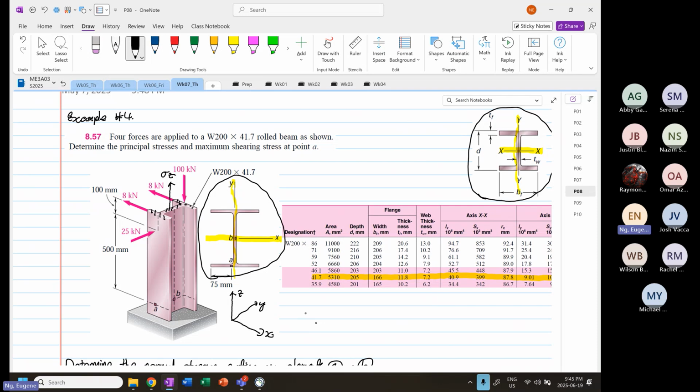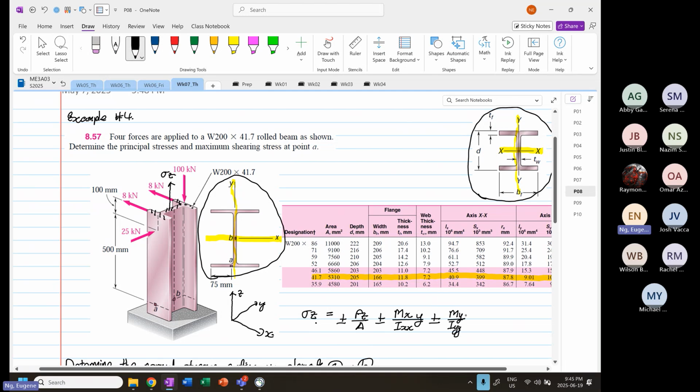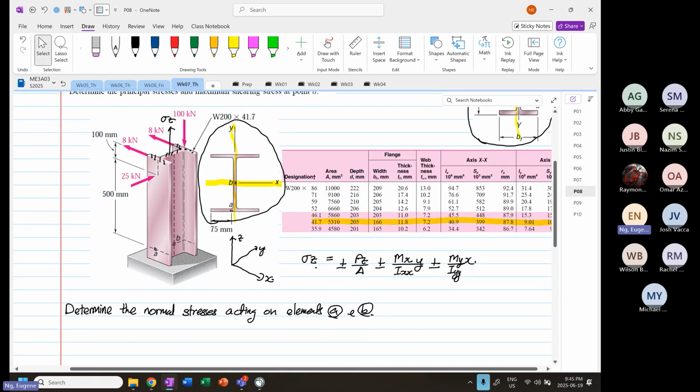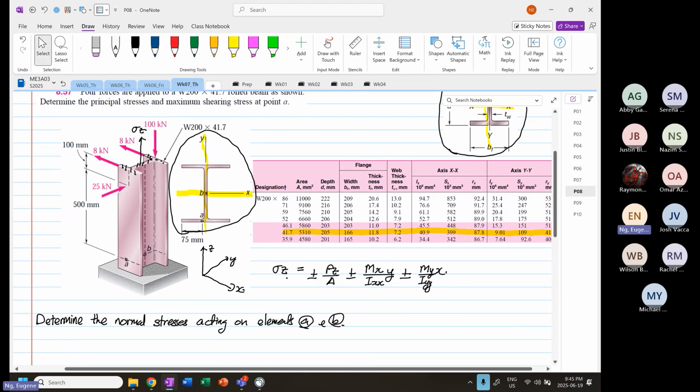So the stress in the Z direction will be equal to Pz over A, or I'm going to do plus minus, we don't know yet, plus minus Mx over Ixx multiplied by Y, plus minus My over Iyy multiplied by X. So things that we have to know are A, Ixx, and Iyy.